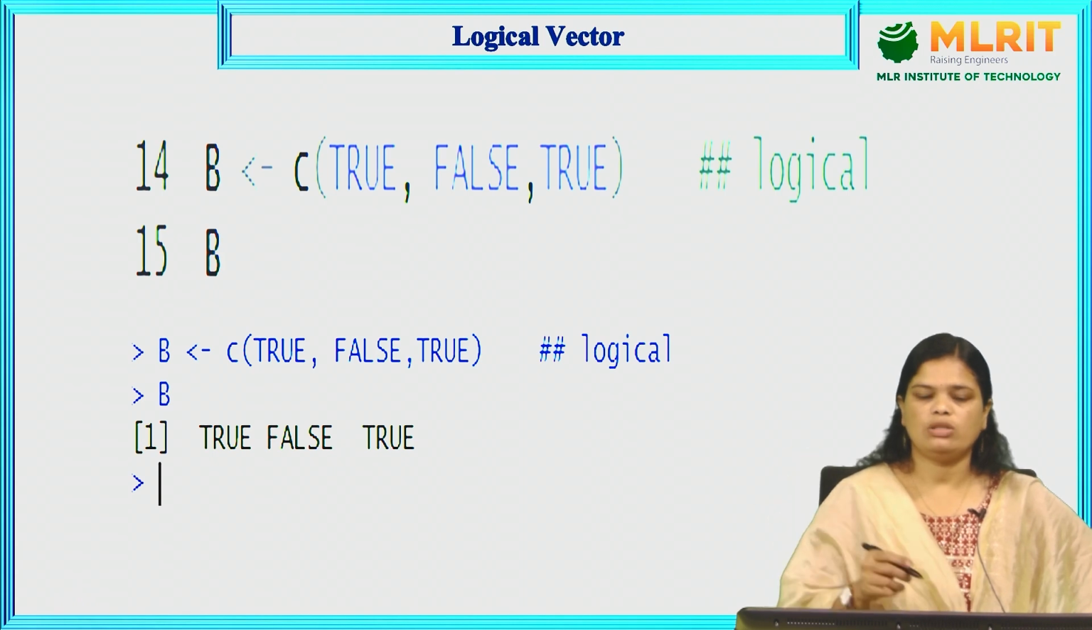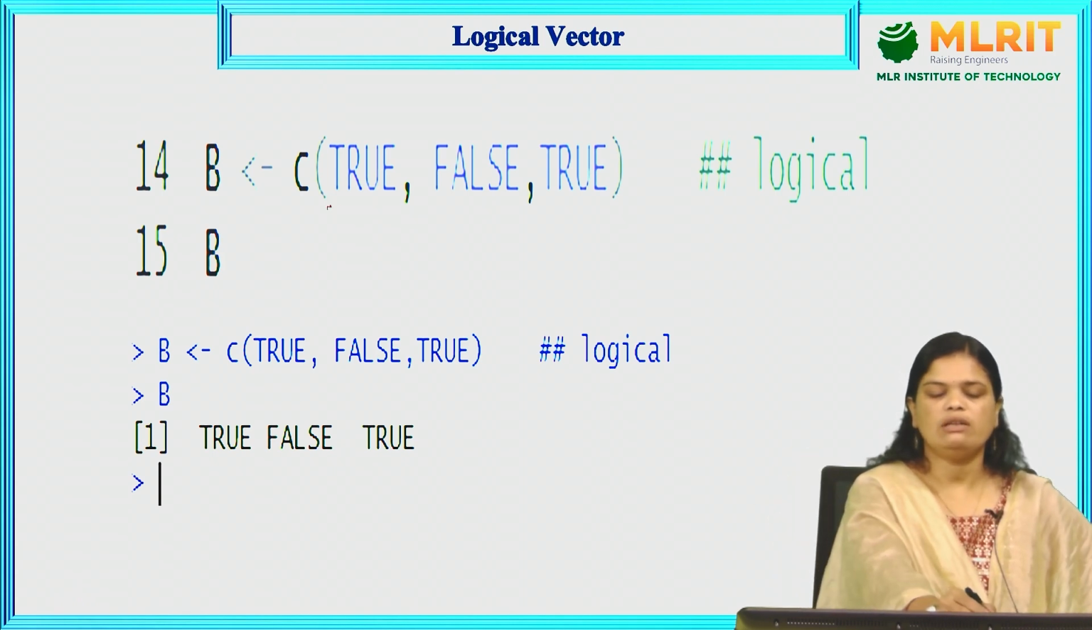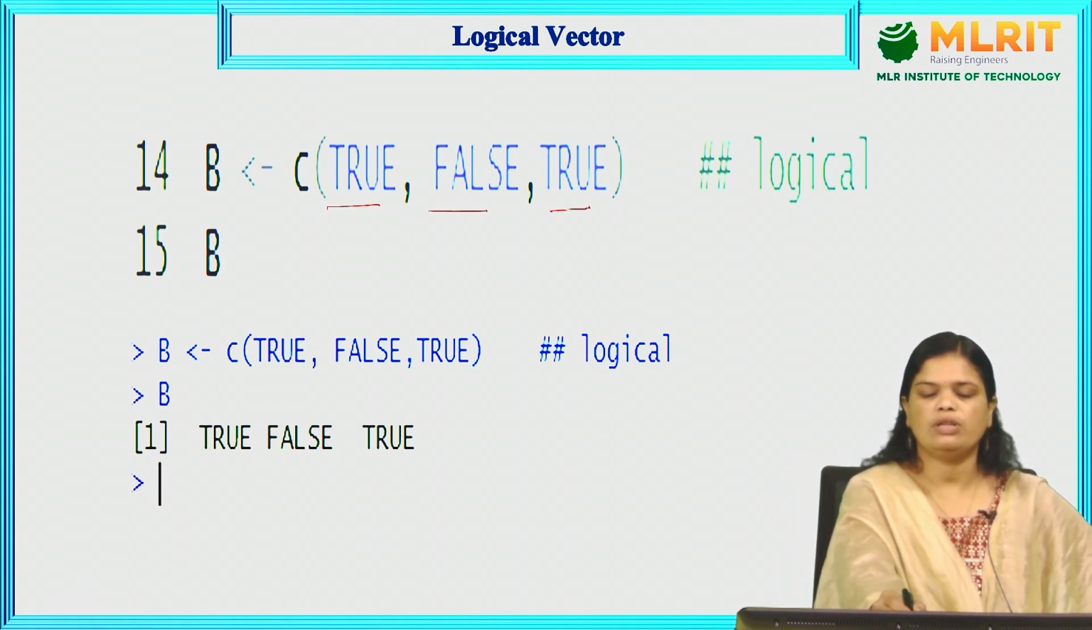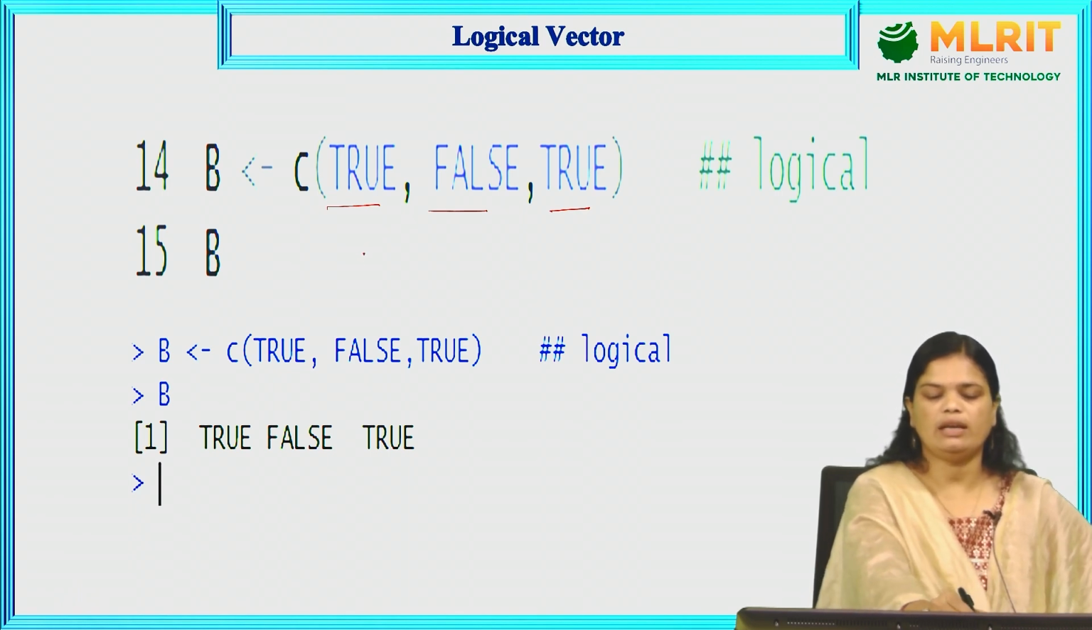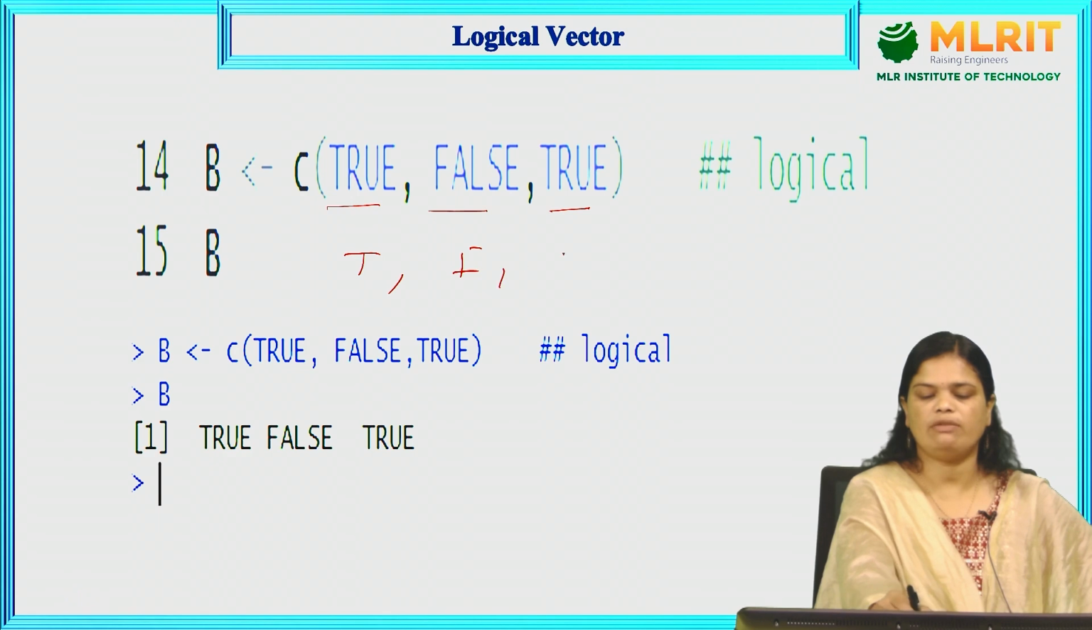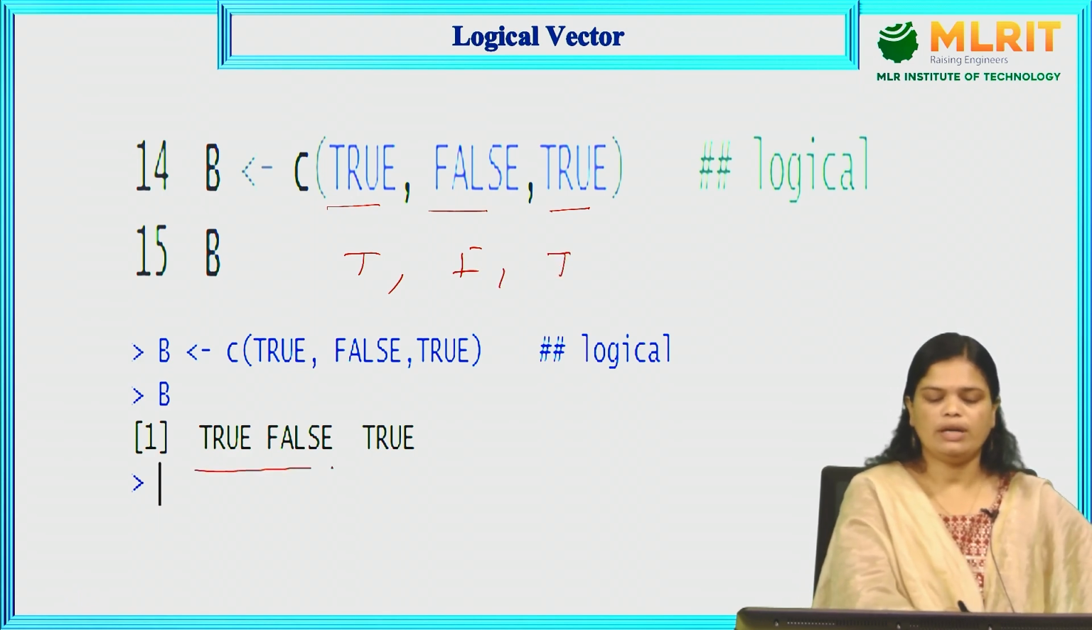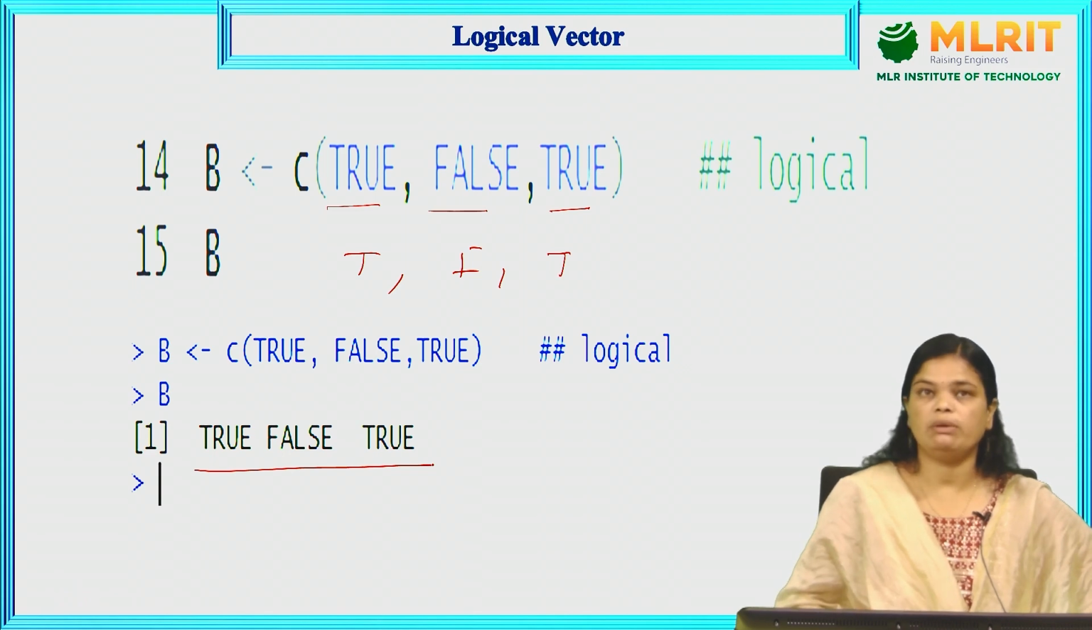Next, we have a logical vector. In a logical vector, we will be storing TRUE, FALSE and TRUE. Otherwise, we can have T, F instead of TRUE, FALSE, so T, F, T. And we are storing it in B, and look at the output, TRUE, FALSE, TRUE will be displayed.